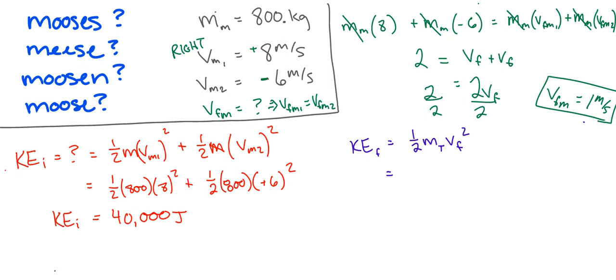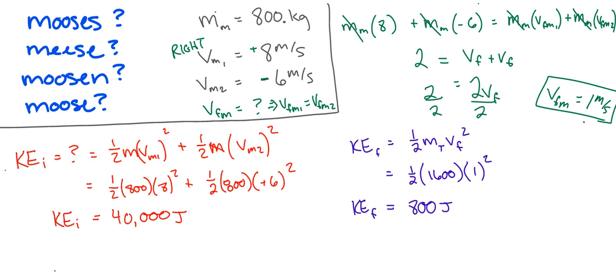All right, so I just wrote one term here, because I could put 1/2 times 800 times 1 squared plus 1/2 times 800 times 1 squared. But let's do 1/2 times the total mass of both of those moose, which is 1600, 800 plus 800, and they're going 1 meter per second, squared. And so that is a final kinetic energy of 800 joules.